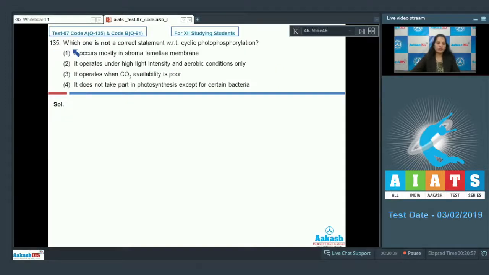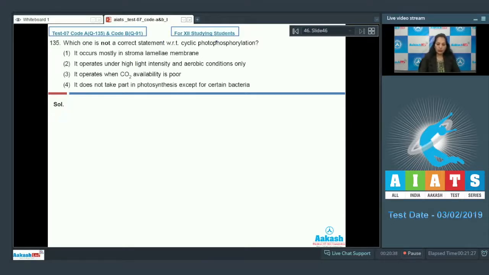Question number 135. Which one is not a correct statement with respect to cyclic photophosphorylation? First option, it occurs mostly in stroma lamellae membrane. Second, it operates under high light intensity and aerobic conditions only. Third, it operates when CO2 availability is poor. Fourth, it does not take part in photosynthesis except for certain bacteria. So you have to choose the incorrect statement regarding the cyclic photophosphorylation.